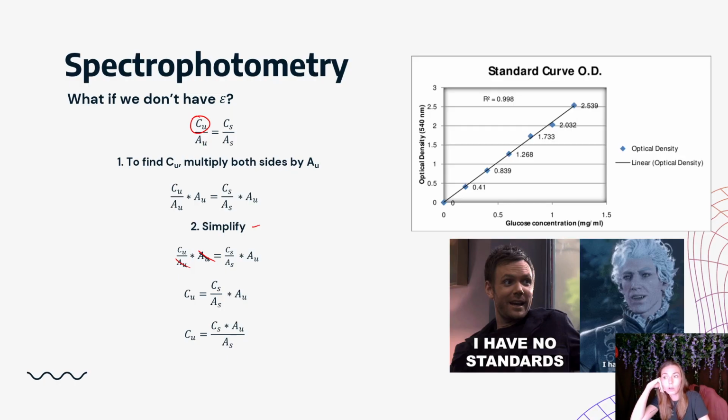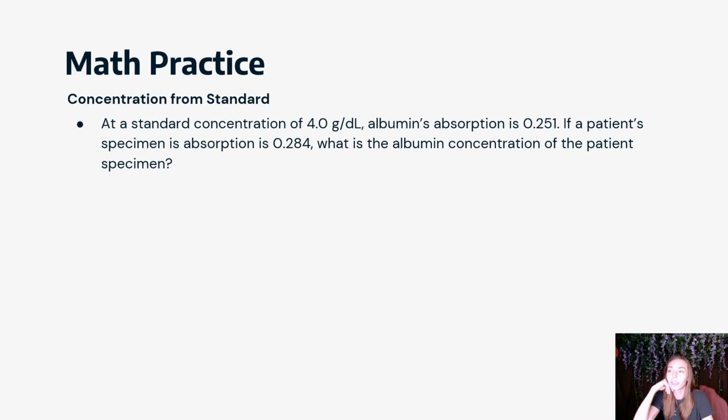Isolating concentration of the unknown, you're left with concentration of the standard over absorbance of your standard times absorbance of your unknown. And then you can again simplify that by multiplying absorbance of your unknown by that fraction, which then leaves you with concentration of your unknown equals concentration of your standard times absorbance of your unknown over absorbance of your standard. Whew, that was a lot of words. Anyway, let's do it in practice because there is a difference between talking at you and working with you.